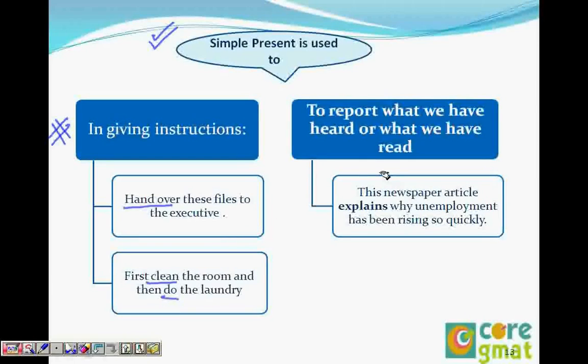Then whenever you report what you have heard or what you have read, in reporting also you use the simple present. A newspaper article explains. Explains. So that's why you always see the headlines of the newspaper in simple present tense, because that is reporting. Reporting is always in the simple present tense.